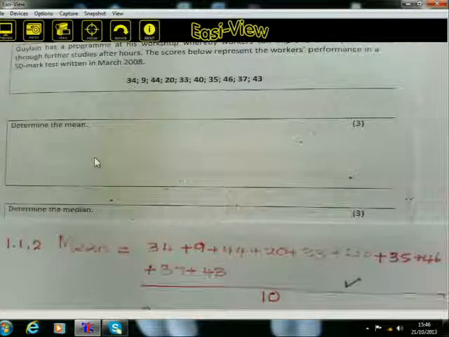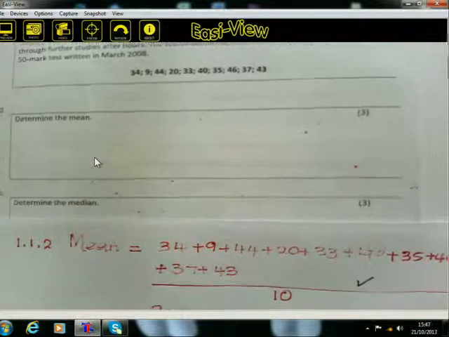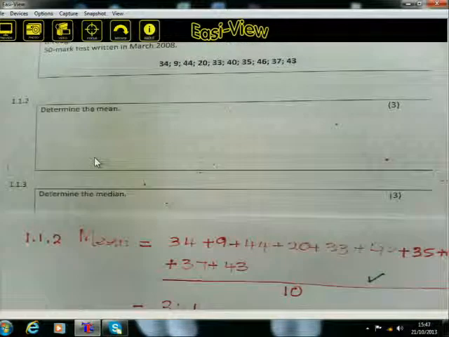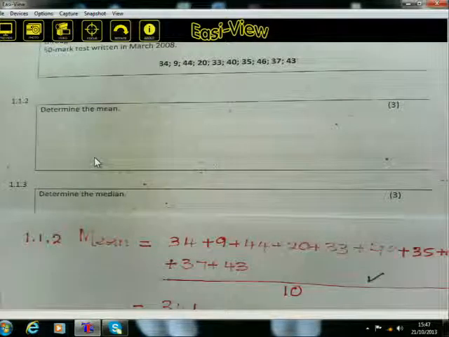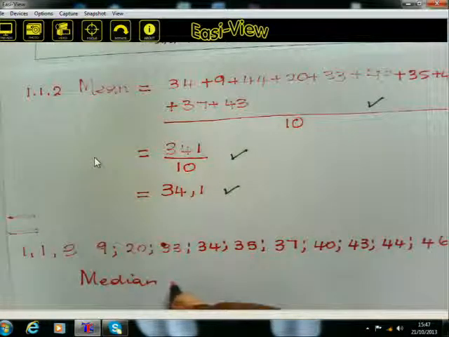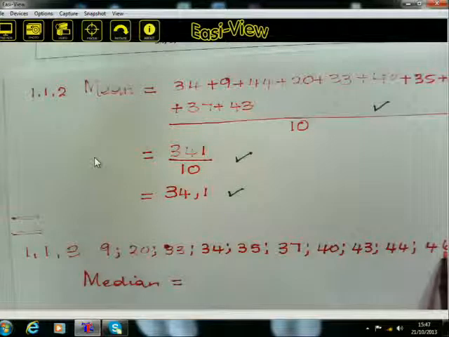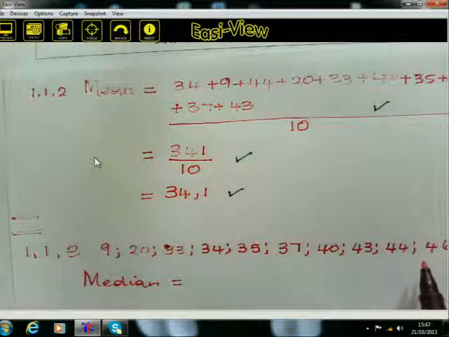So let us go back. The question said determine the median. So you need to write median down. You say median is equal to. You have 10 numbers. Since 10 is an even number, take the mean of the 2 in the middle.